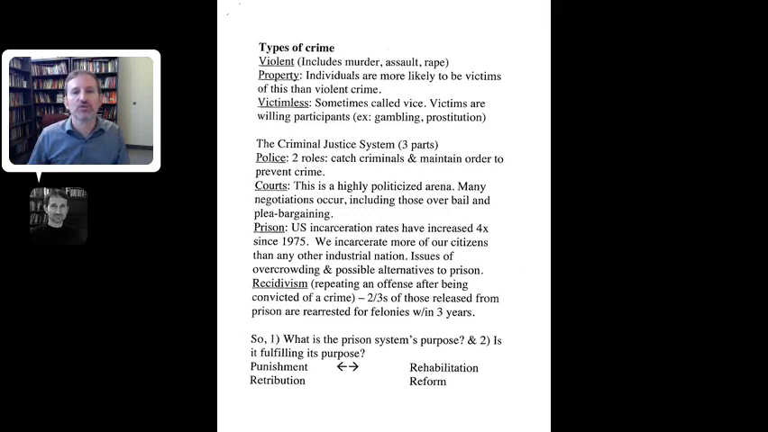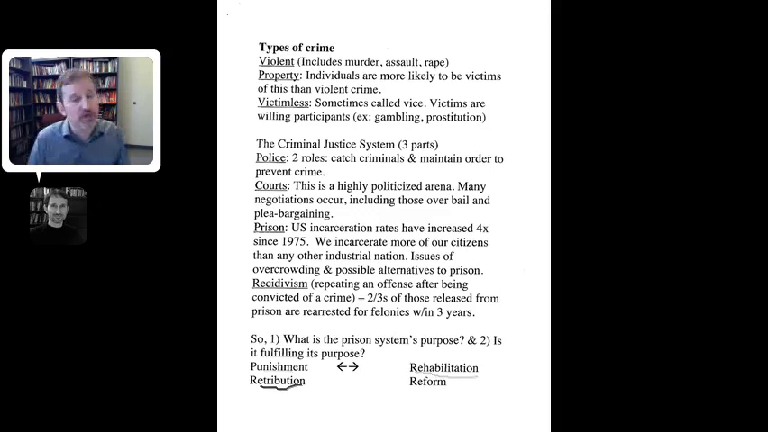So there are two potential purposes, you could say, for prison. You have punishment, and you also have rehabilitation. Can prison serve both purposes? Because punishment is about retribution.